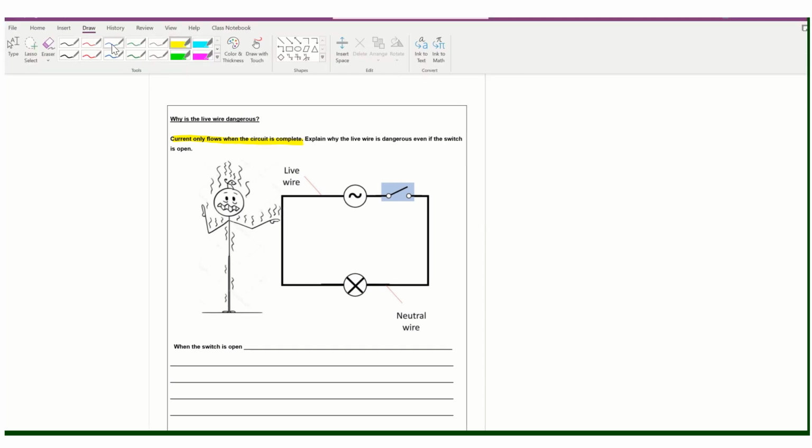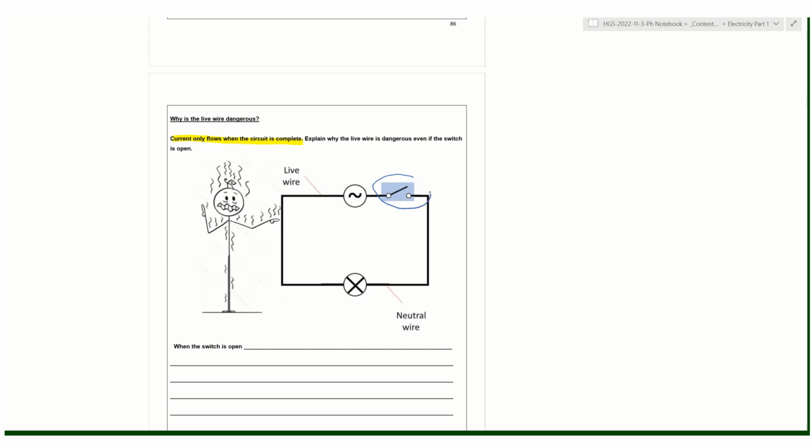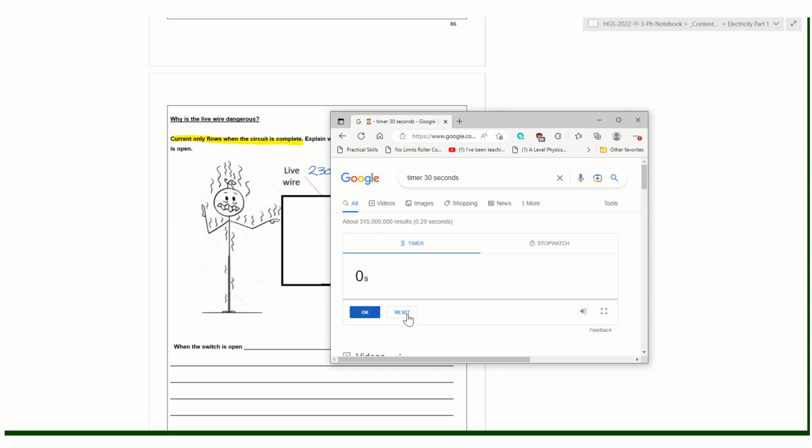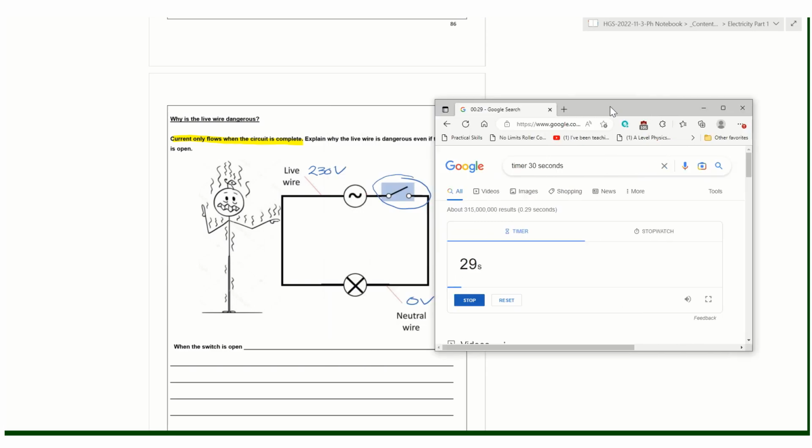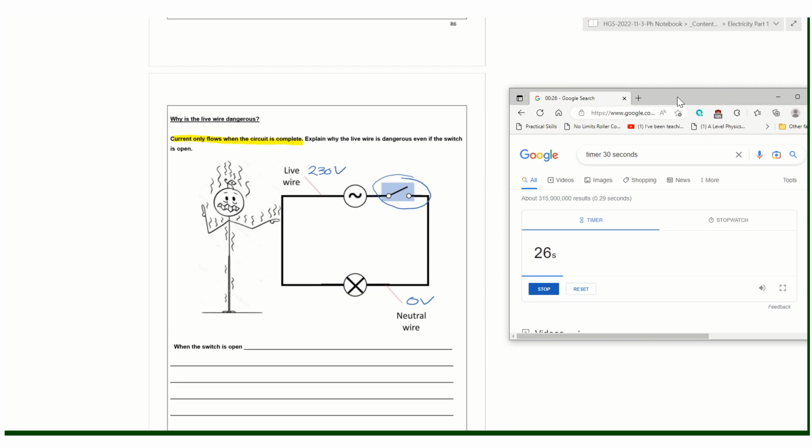So here I've shown the circuit, but I've put in a switch, and the switch is open, so the circuit is not complete. So this seems to suggest that there would be no danger in the circuit because the switch is open. Remember, the live wire is at 230 volts and the neutral wire is at 0 volts. However, in these types of circuits with mains electricity, the live wire is still dangerous even though the switch is open. So again, take 30 seconds and make an attempt to think about why it might be that the live wire is dangerous even though the circuit is not complete.